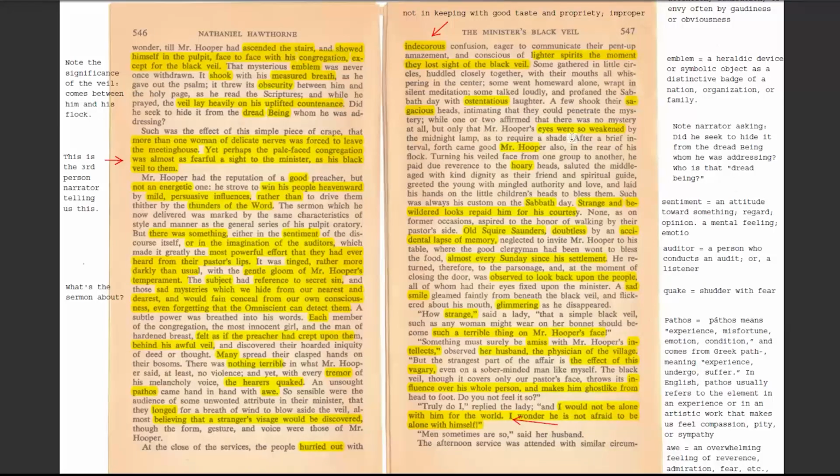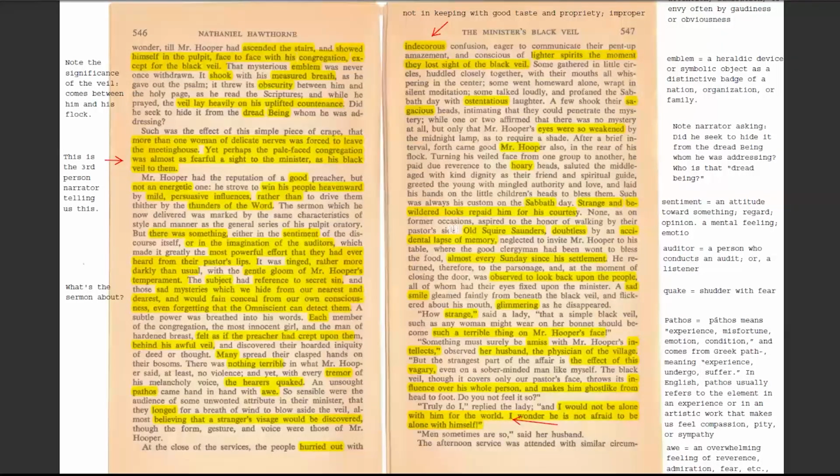He studies too much. And after a brief interval, here he comes to the rear of the flock, turning his veiled head from one side to the other, to the hoary heads, the older people, to the middle-aged people, to the young people. And he blesses them, puts his hands on the children's heads. He does the same thing he does every Sabbath, every Sunday. Nods to them, prays with them. Strange and bewildered looks repaid him for his courtesy. So, looking at him like he's got leprosy.